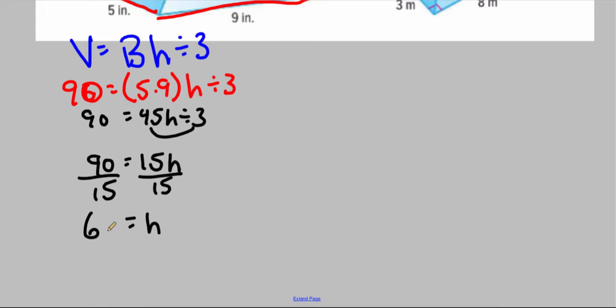So 45 divided by 3. I'm going to do that math. 45 divided by 3 is 15 times my height is equal to 90. So I'm just doing as much math as I can over on that right-hand side. Now I'm going to divide by 15. H is equal to 6, in this case, inches.